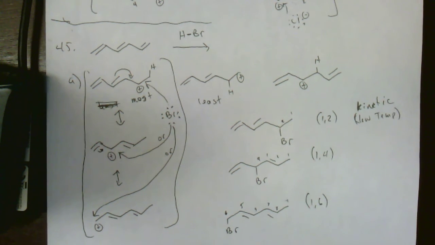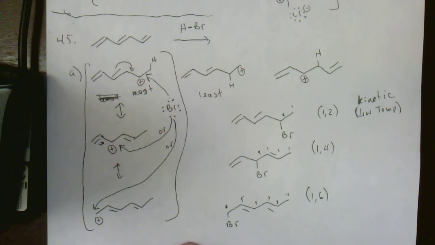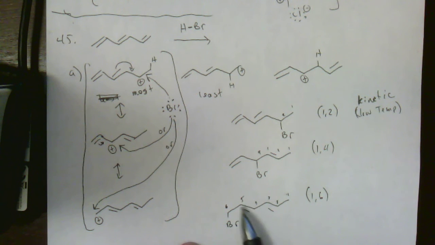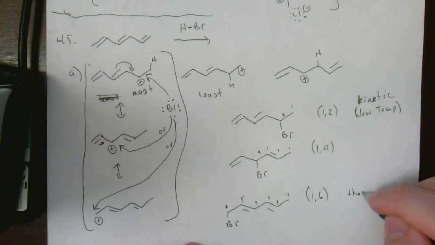At high temperature, I'm looking for my thermodynamic product, which is whichever one is the most stable. For alkenes, we're looking for the most substitution. So this one has 2 H's at the end, right? This one is disubstituted, disubstituted, disubstituted. So this is going to be the thermodynamic.